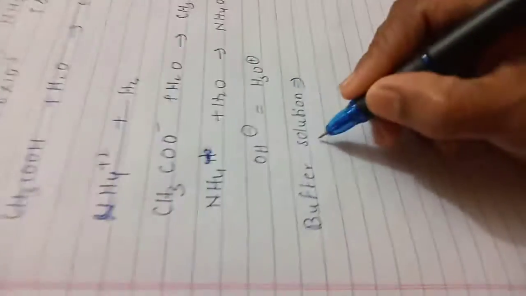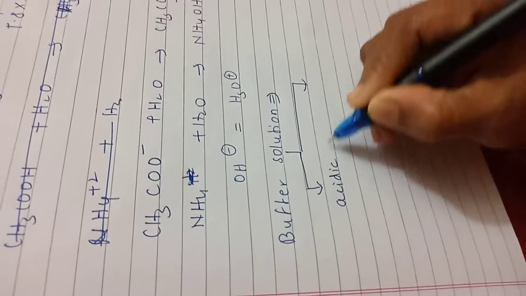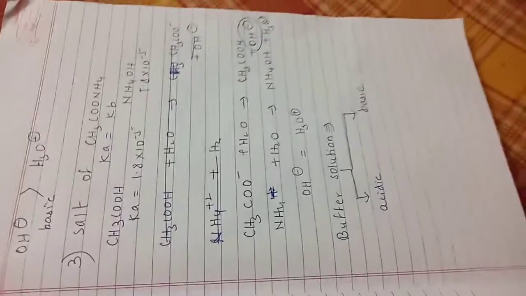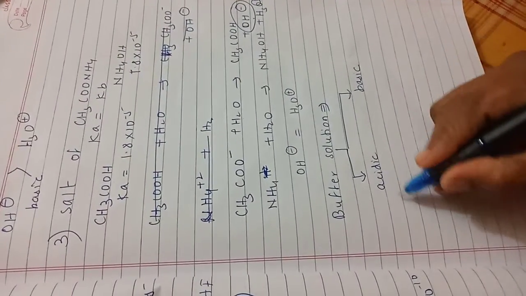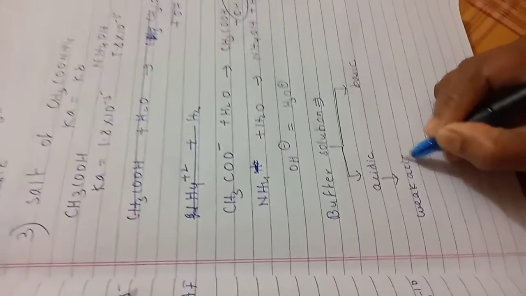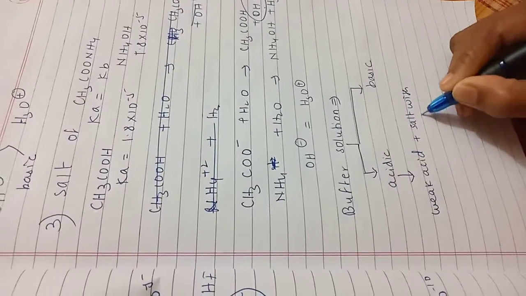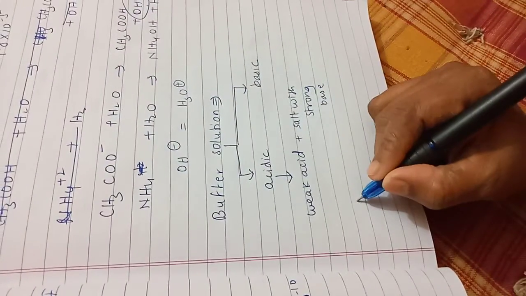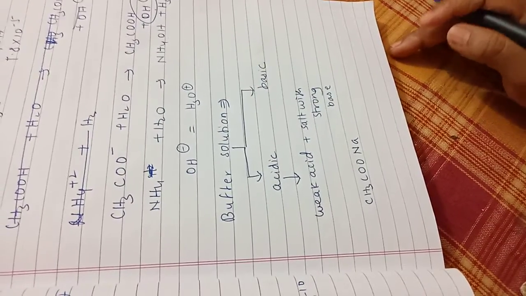Okay, students, buffer solutions are of two types. Look here, buffer solutions are of two types: something called acidic buffer solution and something called basic buffer solution. Next, now what is acidic buffer solution? Acidic buffer solution is the solution of weak acid and its salt with a strong base. म्हणजे कुठलं? वीक ॲसिड घ्यायचं आणि salt with strong base. This is acidic buffer solution.